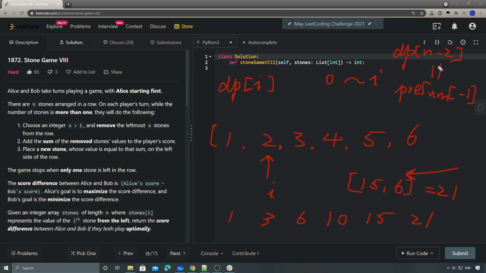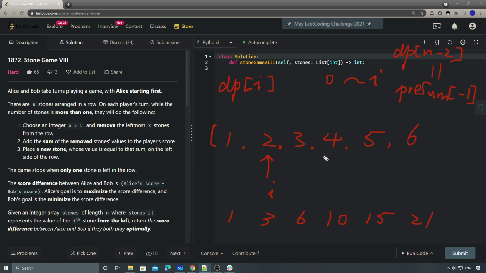So 21 is exactly the same as the presum, the last presum. Okay, so back to the DP here. If we calculate DP from the end, it means that we already have a base case, which is DP n minus 1. And now when we add DPI here, like I said, we have 2 options. We either take the next 2, or we don't take it. If we don't take it, it means that we're going to try to take the next 3, or the next 4.